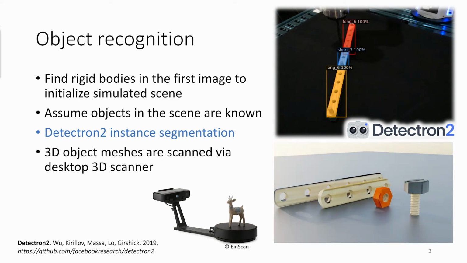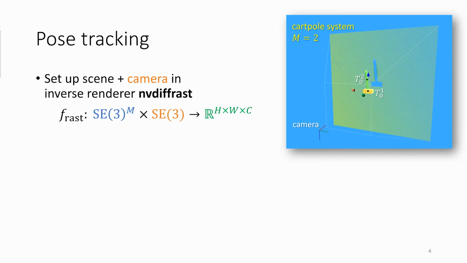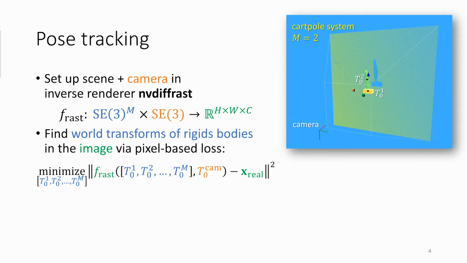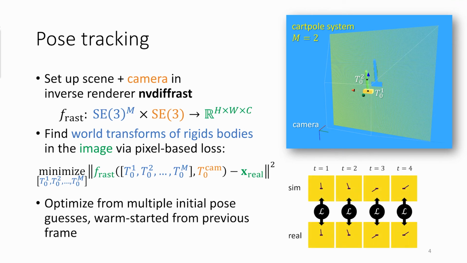Having identified the objects in the scene, we track their motion in the image sequence via an inverse rendering approach. We set up the objects and a camera in the differentiable rasterizer NV-diff-rast. For each frame of the video, we optimize the poses of the rigid bodies such that the pixel-based loss between the rendered and real image is minimized. To ease the optimization, we run it from different randomized initial pose configurations based on the best guess from the poses of the previous frame.